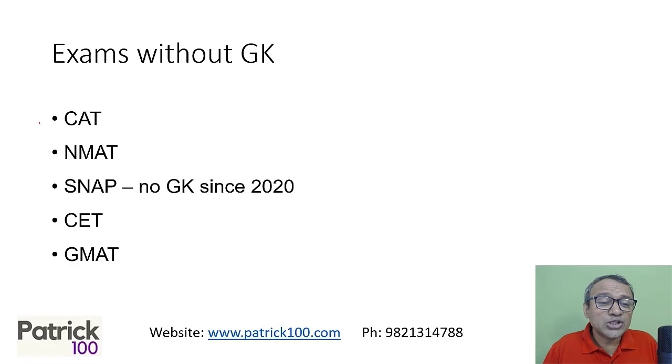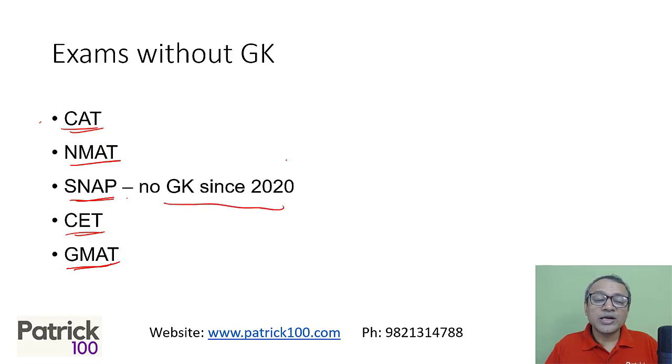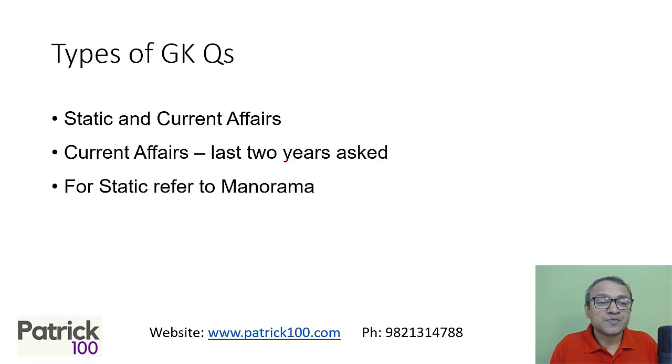The exams without GK: CAT, the major MBA entrance exam, has no GK. NMAT, which is for Narsee Monjee College, has no GK. SNAP for Symbiosis has no GK. CET, the Maharashtra one, no GK. GMAT has no GK. SNAP had a GK, but since 2020, it has no GK section. So these are the major exams which don't have GK. If you're only targeting these colleges, then you need not prepare for GK. But for the others, you need to.